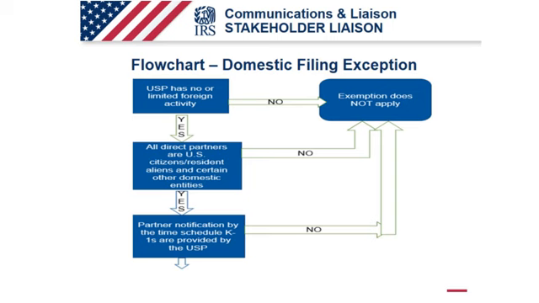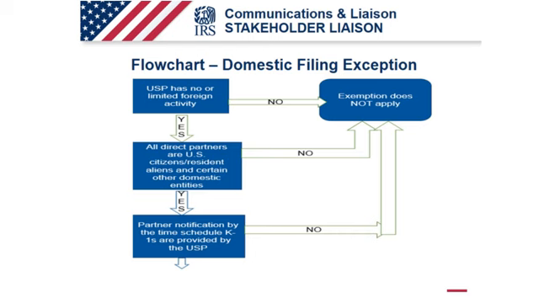Thank you, Karen. That was very informative. I'm going to switch gears a little bit here and talk about the domestic filing exception. Starting in tax year 2022, in certain cases where a domestic partnership or S corporation engages in no or limited foreign activity, the schedules K-2 and K-3 are not required to be filed by the flow-through entity. This will alleviate some administrative burden for some domestic partnerships and S corporations.